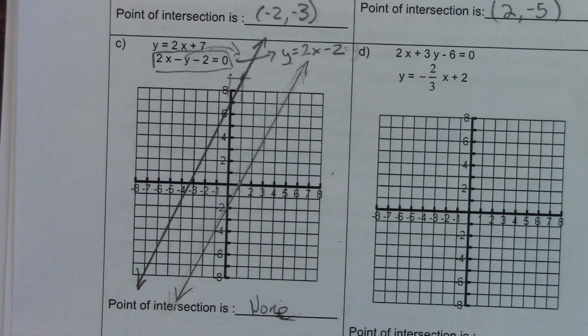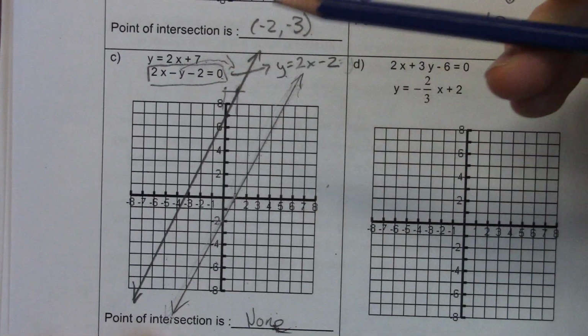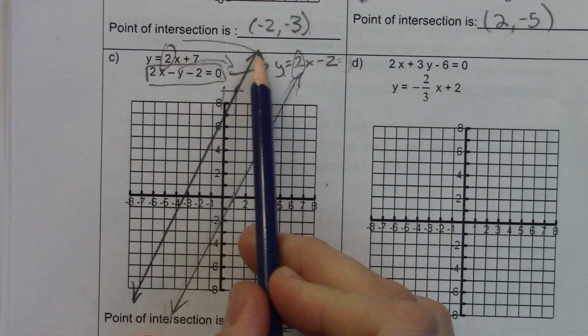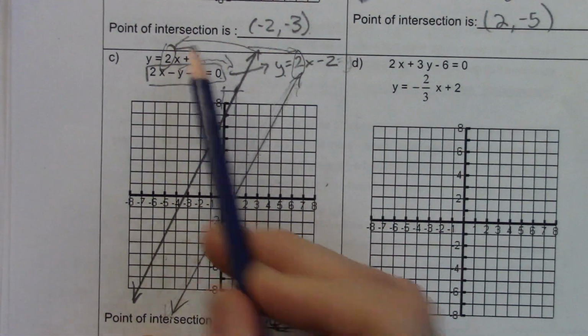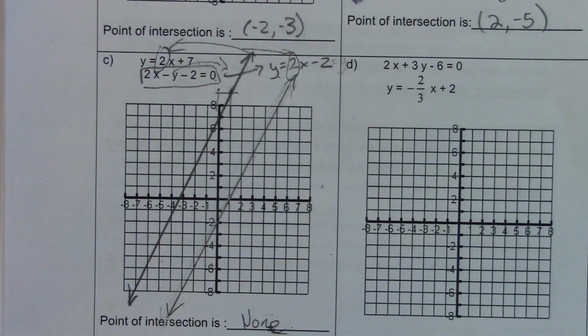If the slope is the same, we know they're parallel, right? Because the slope is telling us the angle of the line. So in this case, after we arrange this equation, right away we should have known something was up because the slope was 2 in both scenarios. So we know the slope is the same, they do not intersect. There's no point of intersection. All right?